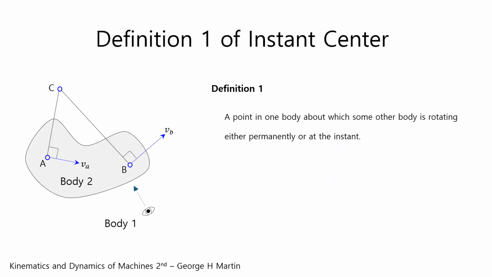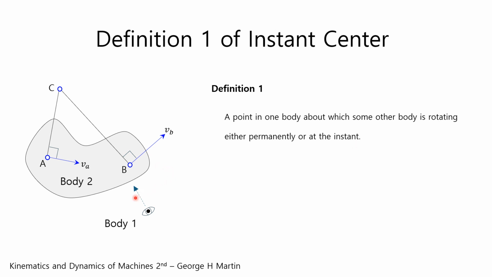In kinematics, the instantaneous center of velocity can be defined in 2 ways. The first definition uses relative velocities and is as follows: a point in one body about which some other body is rotating either permanently or at the instant. Let's illustrate this with the figure on the left.